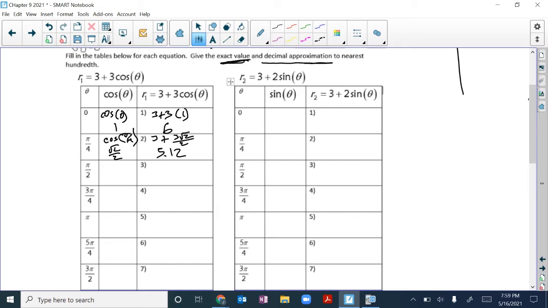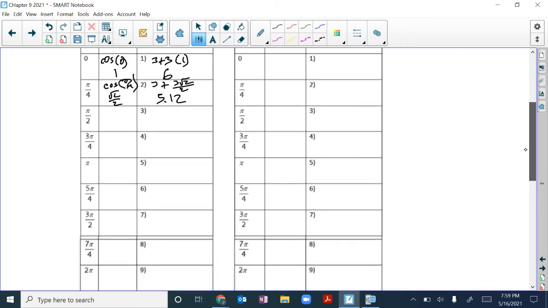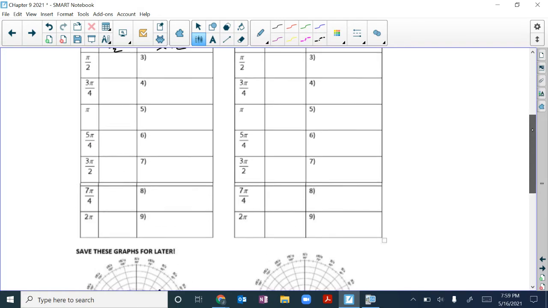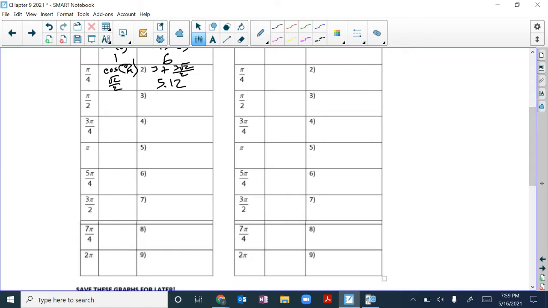So 5.12. So now I'm going to go to pi fourths, and I'm going to go 5.12. Pi fourths is this middle line, so I go out just over 5 circles. So 1, 2, 3, 4, 5, and I put a little point there. And then, like I said, I'm going to have you guys finish this off.